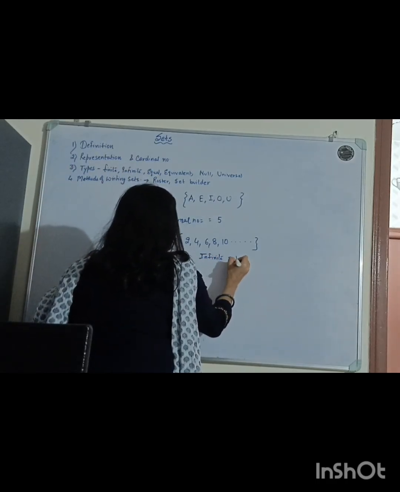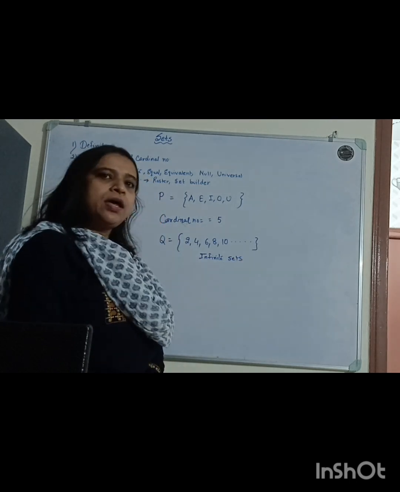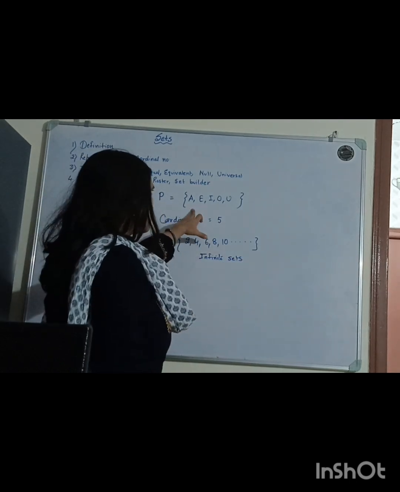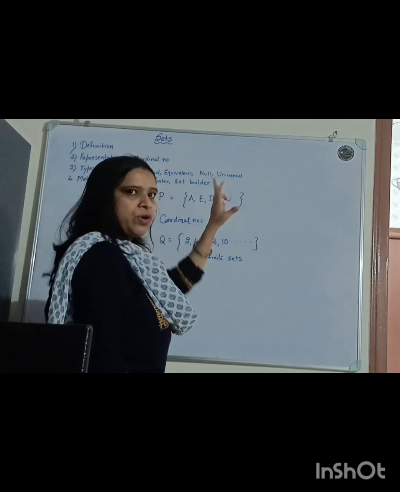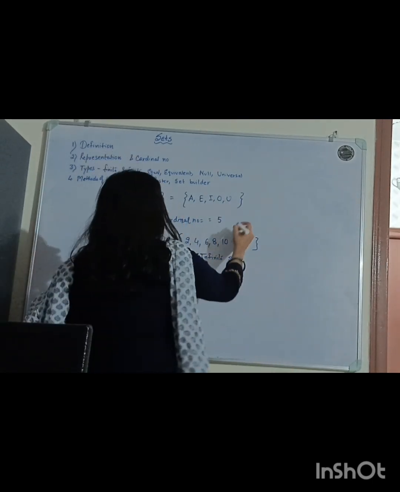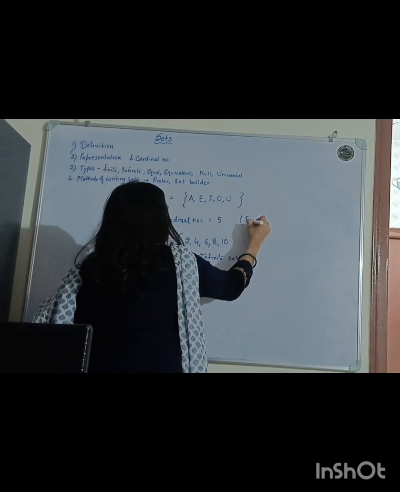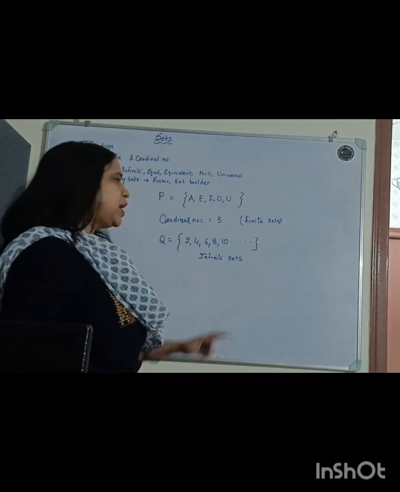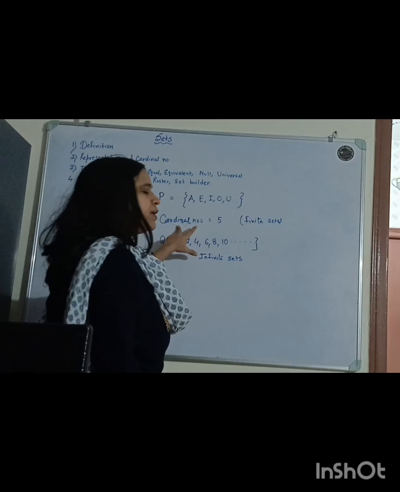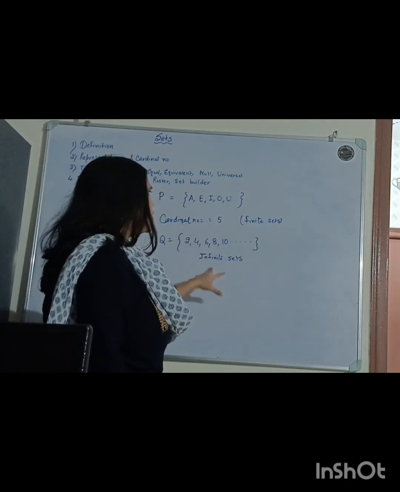Again, if the numbers you can count, like in this case, you can tell the cardinal number is 5. They have an end. 5 elements are there. So they are finite. We will call them finite sets. So we have learned two types of sets, and the cardinal number also: finite sets and infinite sets.